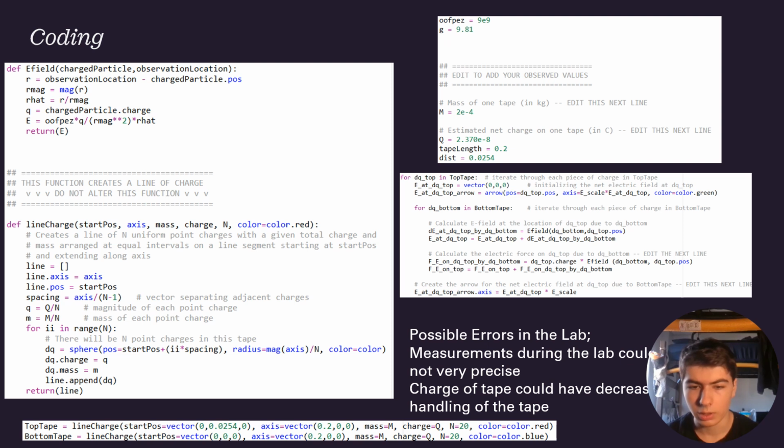The possible errors in the lab include that the measurements during the lab weren't really that precise and could have varied some of the data, and the charge of the tape could have decreased during our handling of the tape while we were trying to touch it and get it into position.